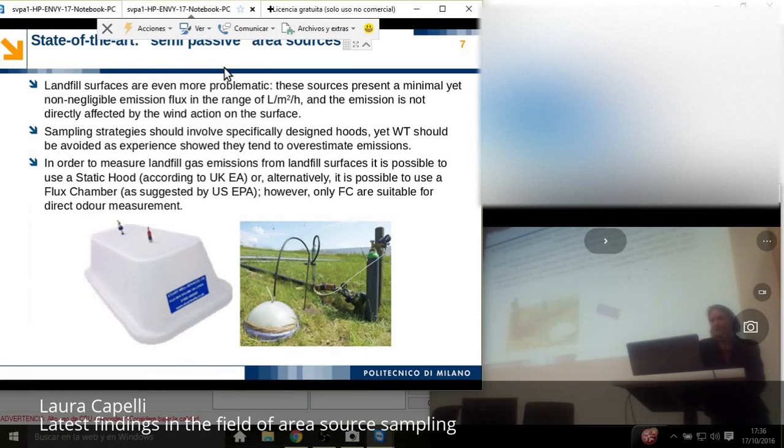So, in this case, it is necessary that sampling strategies involve the use of a specifically designed hood, and since landfill surfaces typically have low emissions in terms of odor, wind tunnels should generally be avoided since they tend to overestimate emissions drastically.